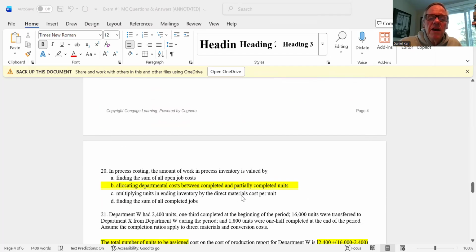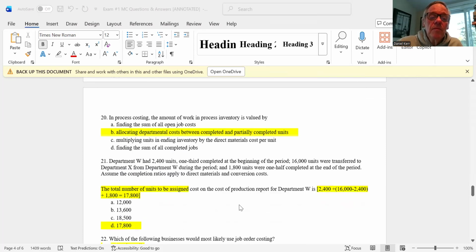In process costing, the amount of work in process inventory is valued by allocating department costs between completed and partially completed units. So the best answer there is B. The other ones are interesting, but they're not among the best. Finding the sum of all open job costs doesn't really mean anything. Multiplying the units in ending inventory by the direct materials cost per unit doesn't really mean anything. Finding the sum of all completed jobs. So the best answer there is that the amount of work in process inventory is valued by allocating department costs between completed and partially completed units. So the answer there is B.